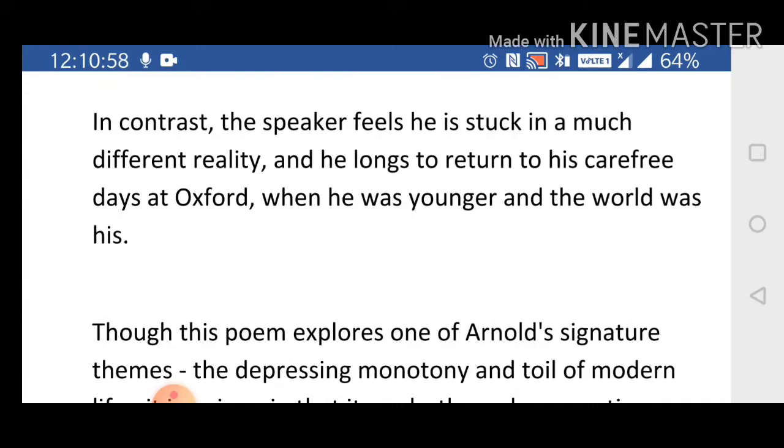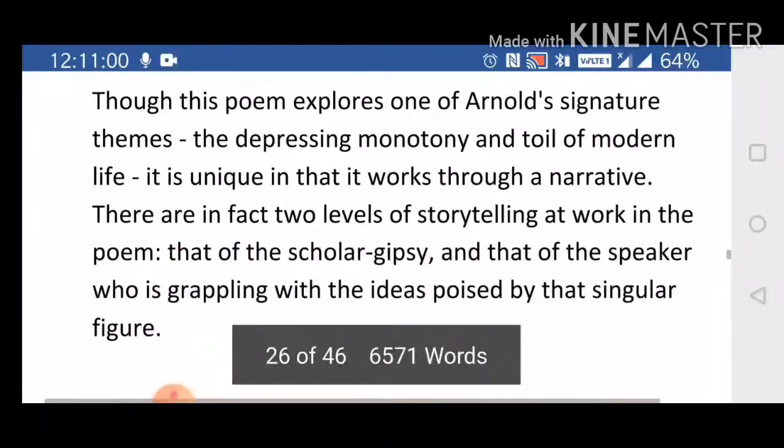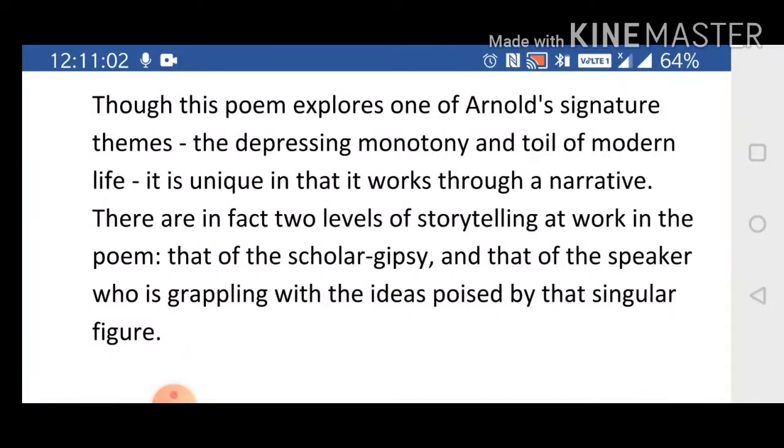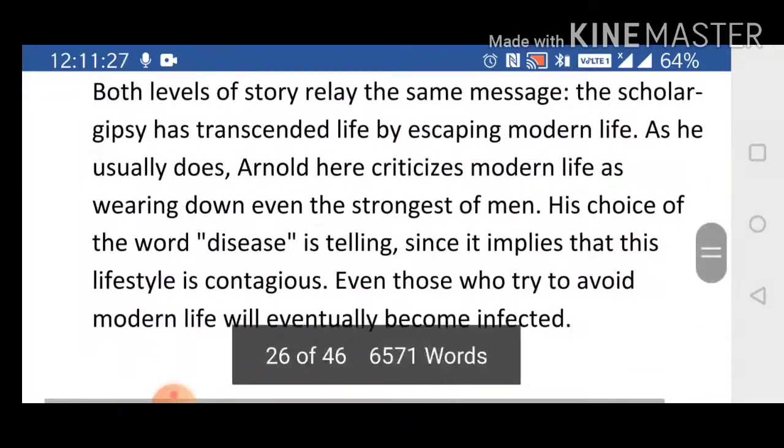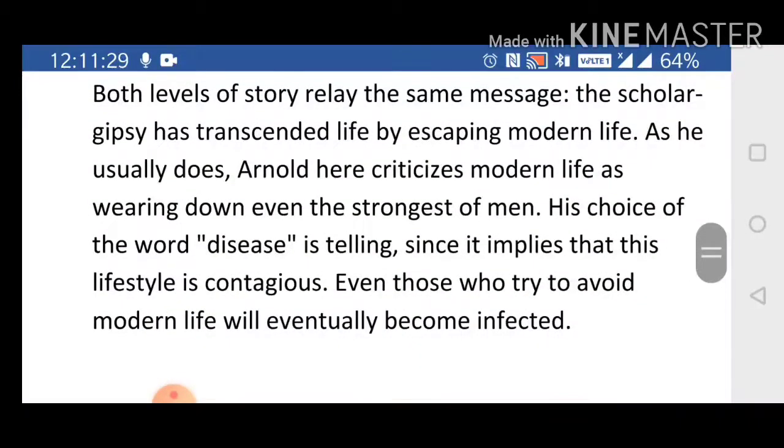Though this poem explores one of Arnold's signature themes, the depressing monotony and toil of modern life, it is unique in that it works through a narrative. There are, in fact, two levels of storytelling at work in the poem: that of the scholar gypsy and that of the speaker, who is grappling with the ideas posed by that singular figure. Both levels of story relay the same message.